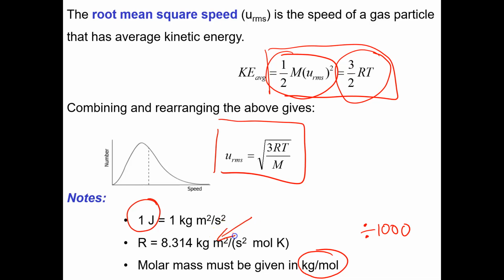And we need to be mindful to use the ideal gas constant with the appropriate units and value. So we want to be using the 8.314 kilograms meters squared per second squared per mole per Kelvin units here. So just remember, R has to be 8.314 and your molar mass needs to be given in kilograms per mole in order for this formula to work properly.